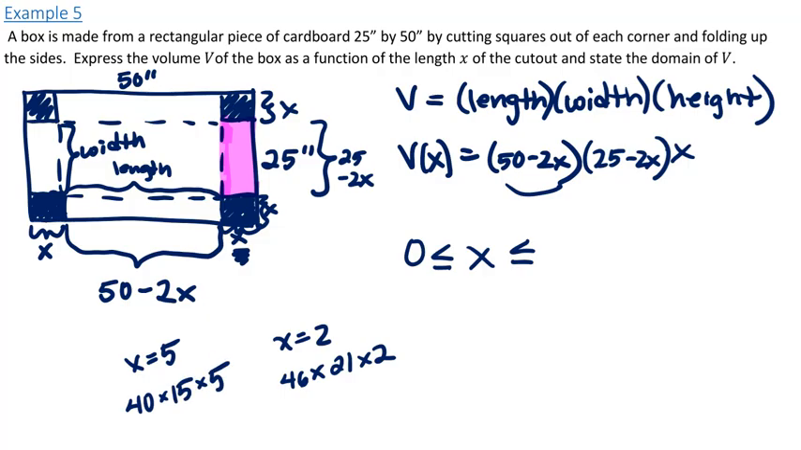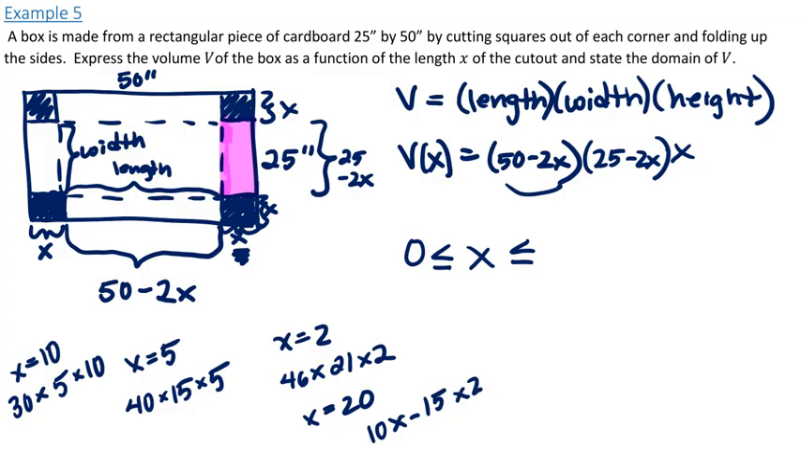This is all great. If I jump up to x equals 10, am I still good? I think I'm still good. I get a box that is 30 by 5 by 10. Okay, what if I jump up to x equals 20? If I jump up to x equals 20, I get a box that's 10 by negative 15 by 20. This is where I have a problem. I don't want to have a negative dimension of my box.